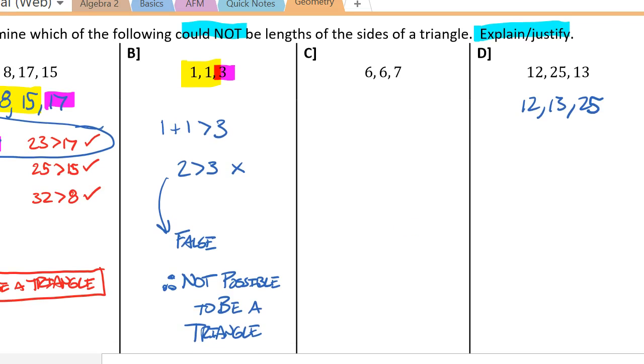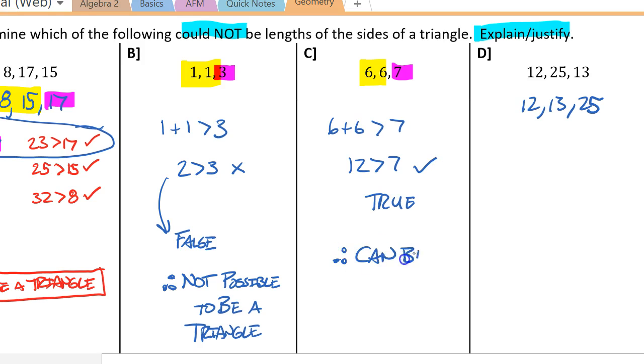Okay, I'm going to go ahead and compare the shorter two sides to the longest side. Go ahead and show that 6 plus 6 is greater than 7 in order for it to be a triangle. 12 is greater than 7. This is in fact true, so therefore this can be a triangle.